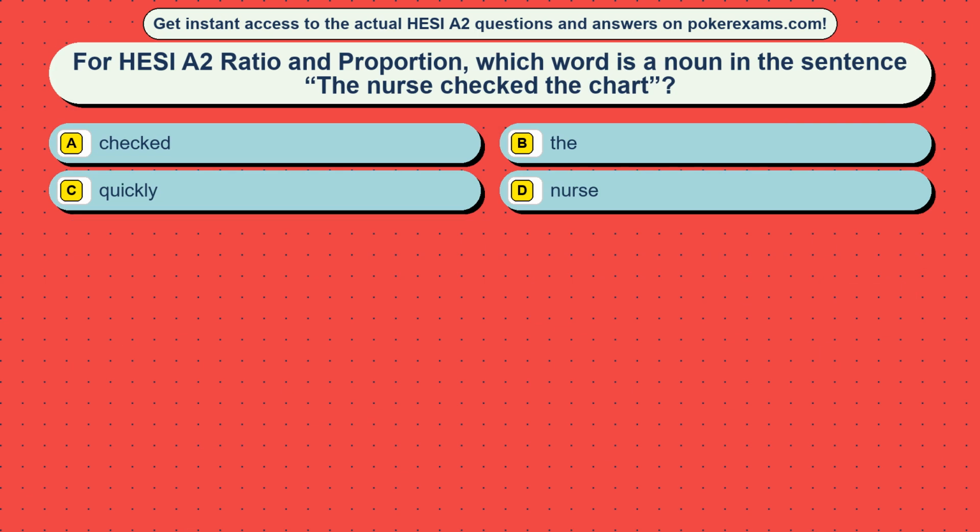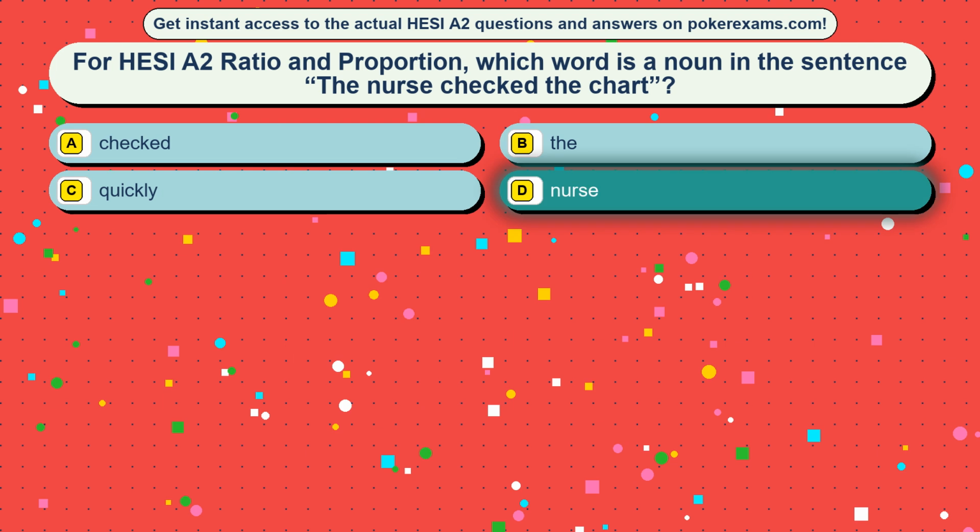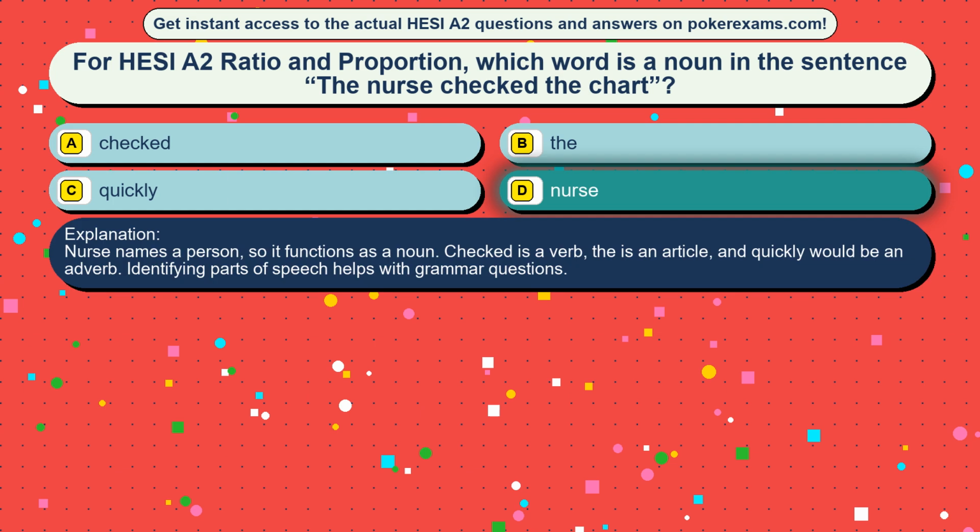Question 22. For HESI A2 ratio and proportion, which word is a noun in the sentence "The nurse checked the chart"? Option A, checked, option B, the, option C, quickly, option D, nurse. The correct answer is option D, nurse. Nurse names a person, so it functions as a noun. Checked is a verb, the is an article, and quickly would be an adverb. Identifying parts of speech helps with grammar questions.